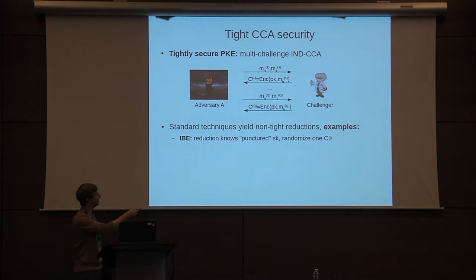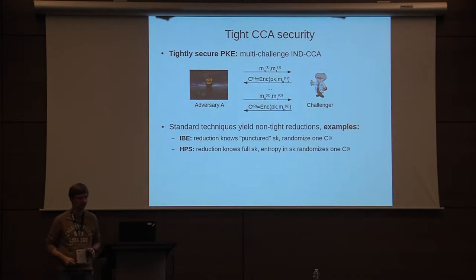So the idea is in all these experiments, you want to randomize all those challenge ciphertexts, but this punctured secret key approach only gives you a means to randomize one ciphertext at a time.